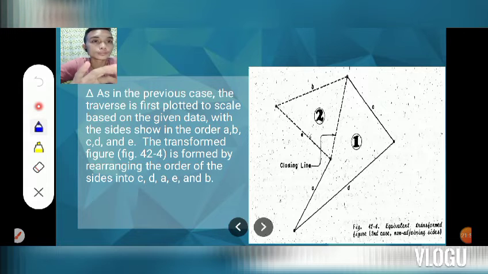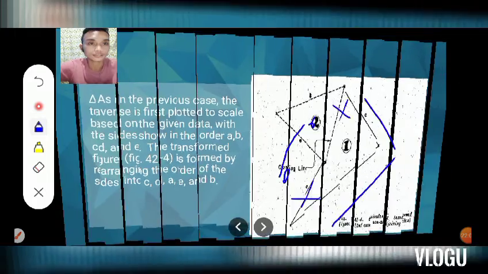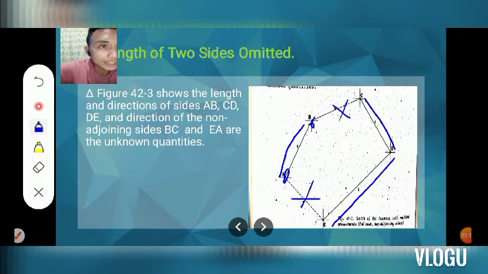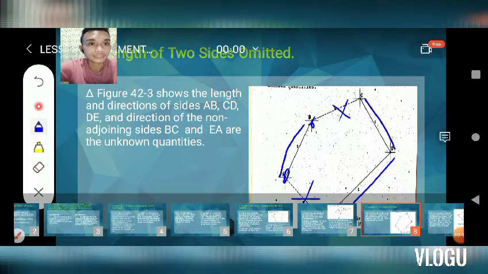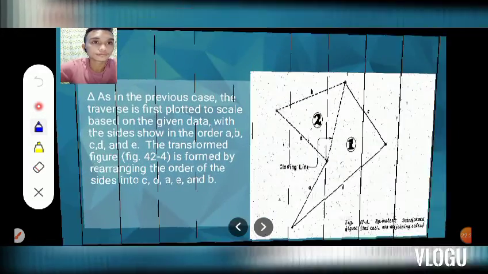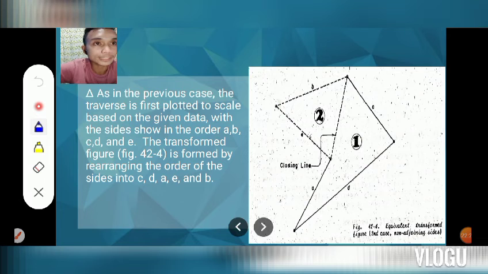So here, as we saw earlier, the lines B and E are our unknown sides. Here, B and E are our unknown sides.